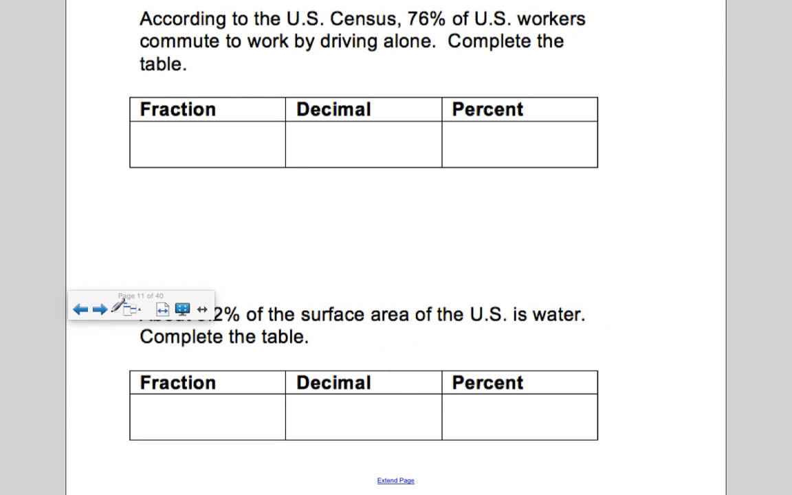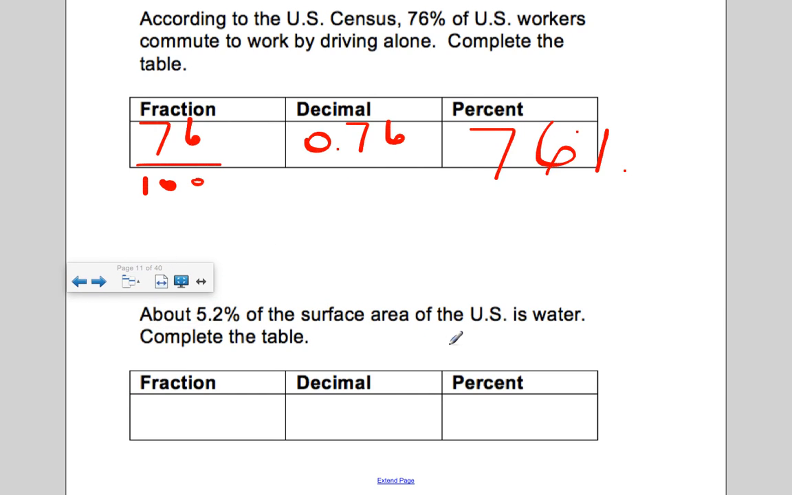So according to the U.S. Census, 76% of U.S. workers commute to work by driving alone. I know I do. So 76%. How would you write that as a fraction? Again, a percent is anything per 100. So 76 hundredths is the decimal equivalent.